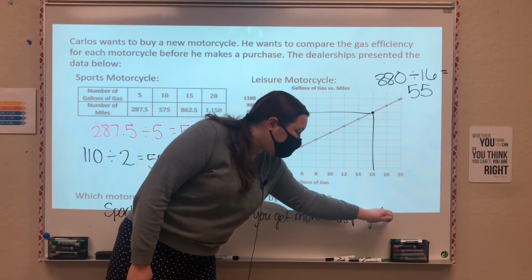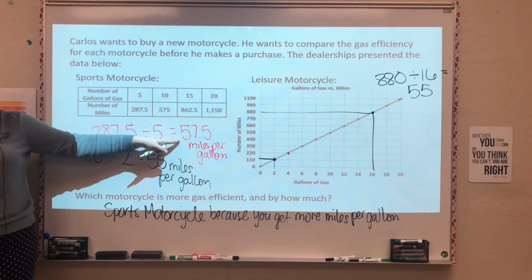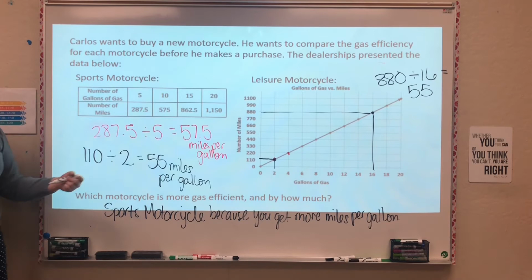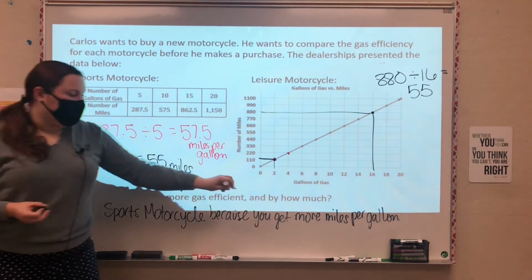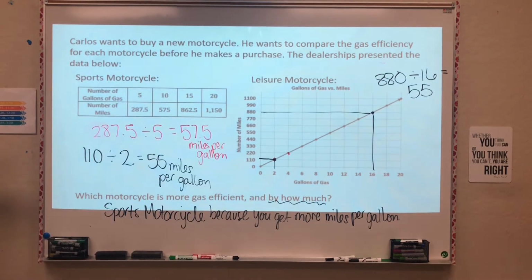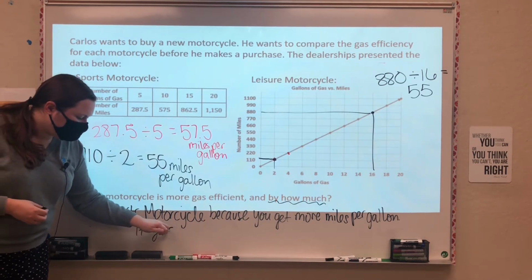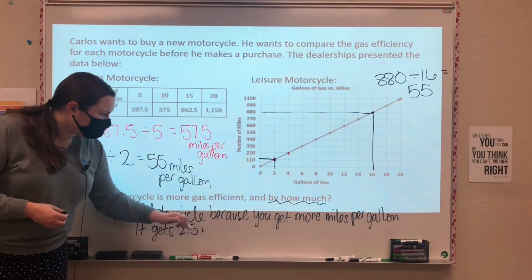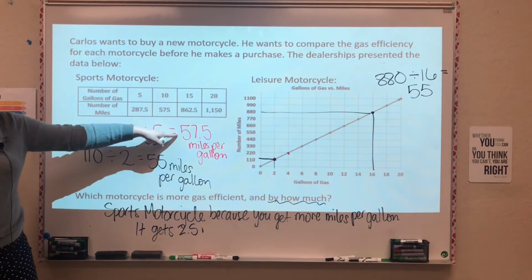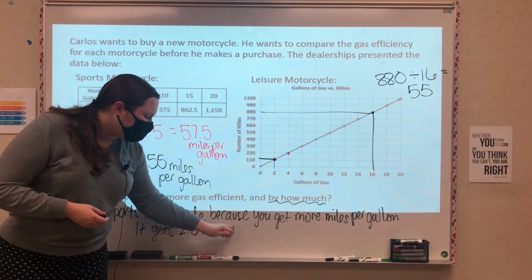You could also tell me in that explanation part, you could say because the sports motorcycle gets 57.5 miles per gallon, this one only gets 55 miles per gallon. We could figure out by how much. How much more? By 2.5 miles per gallon. How'd you get 2.5? Take 57.5 and subtract 55. It'll give us 2.5 more miles per gallon.